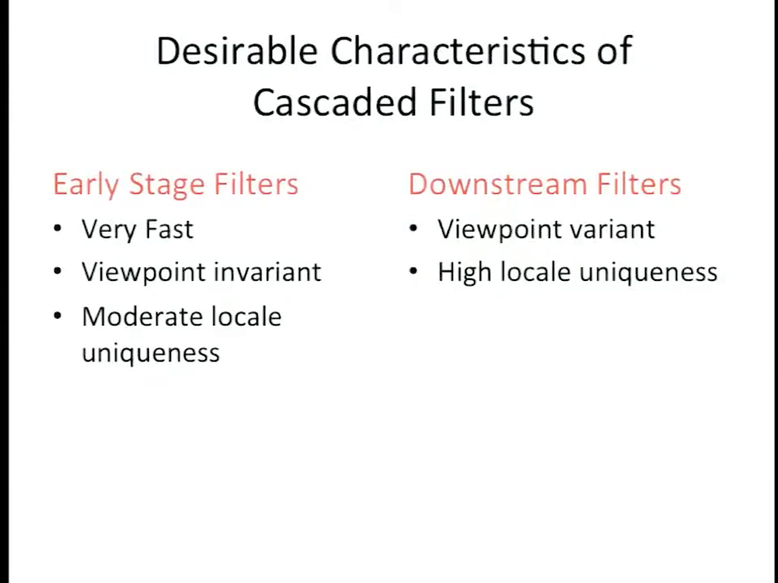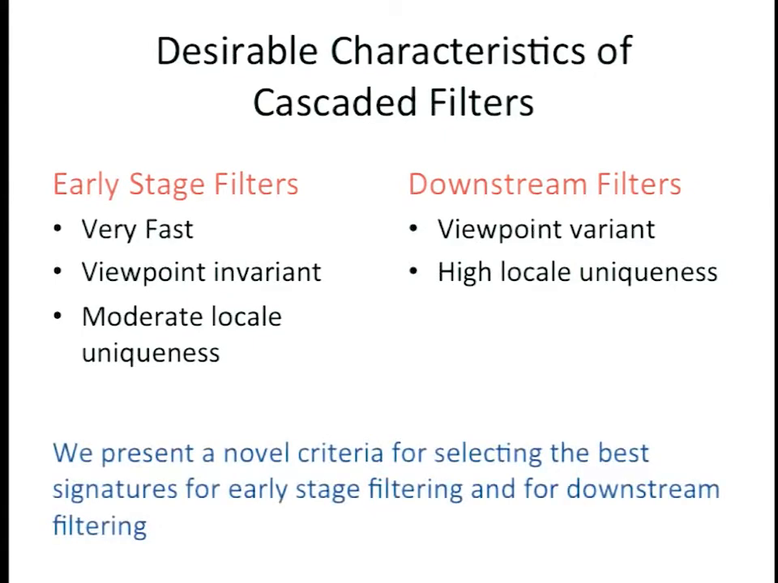A central question in this approach is what signature-based filters to use for each stage of the cascade. For early stage filters, we would like them to be very fast, viewpoint invariant, and of moderate locale uniqueness. On the other hand, for downstream filters, we would like them to be viewpoint variant with high locale uniqueness because we want to precisely localize the robot position and orientation. So in this paper, we present a novel criteria for selecting the best signatures for early stage filtering as well as downstream filters.